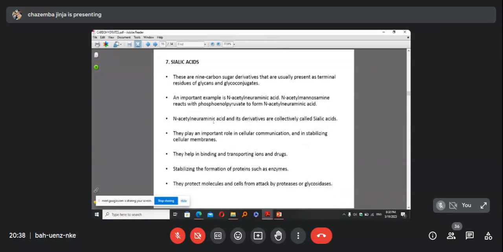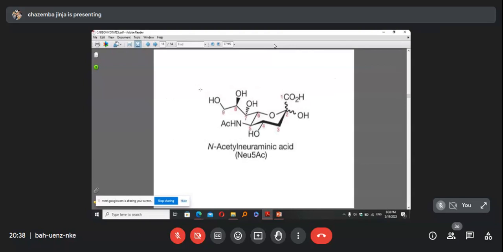The other ones we can look at are sialic acids. Now, these sialic acids are 9-carbon sugar derivatives that are present at terminal residues of glycans and glycoconjugates. An example which is given is N-acetylneuraminic acid, that's an example of a sialic acid. N-acetylmannosamine reacts with phosphoenolpyruvate, PEP, and they form N-acetylneuraminic acid. So an example which is given is this chemical compound we're looking at.